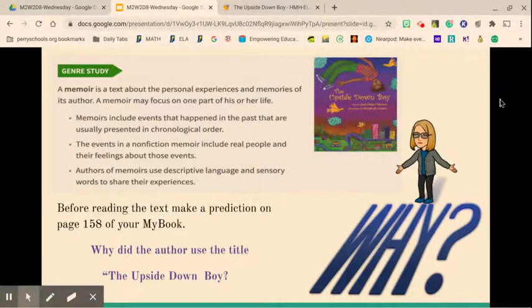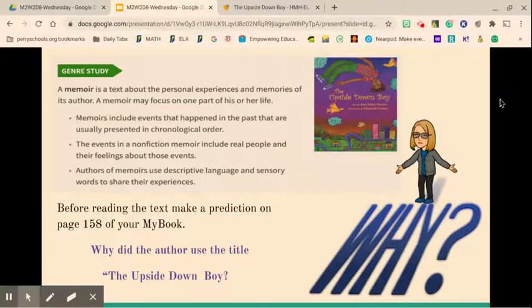So this text that we're getting ready to read is called a memoir, and it is a text about a personal experience and the memories of its author. A memoir may focus on one part of his or her life. Memoirs include events that happened in the past that are usually presented in chronological order, or order from beginning to end. The events in a nonfiction memoir include real people and their feelings about those events. The authors of memoirs use descriptive language and sensory words to share their experiences.